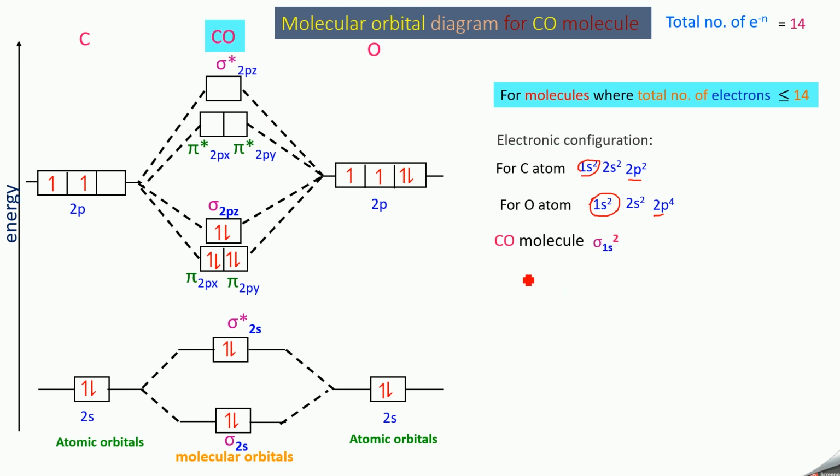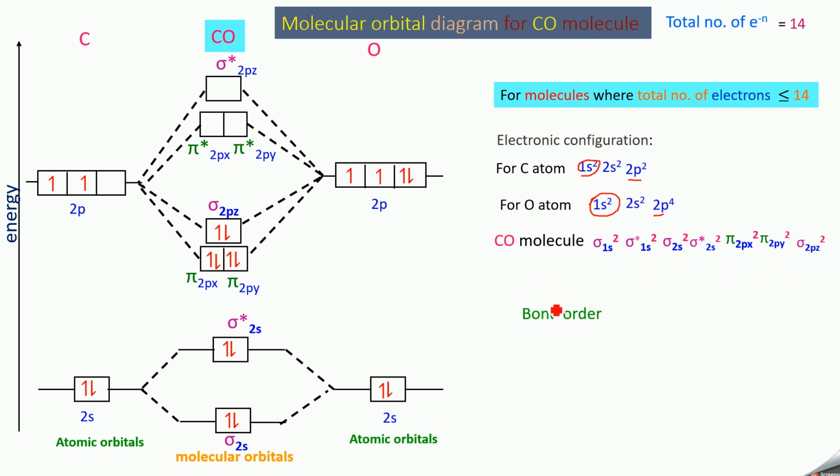Electronic configuration you can write: sigma 1s2, sigma star 1s2, because 1s we have in both the cases. Then 2s, sigma 2s2, sigma star 2s2, and then for the p orbital we have pi 2px2, pi 2py2 and sigma 2pz2. So in total we will be getting 14 electrons.